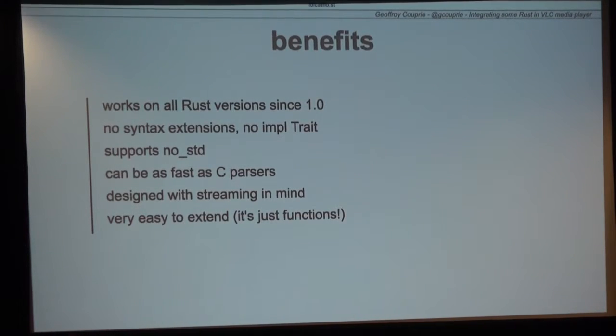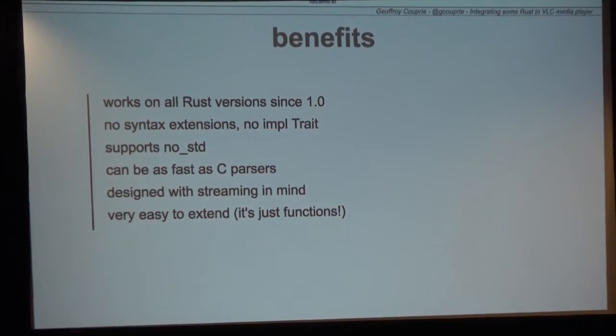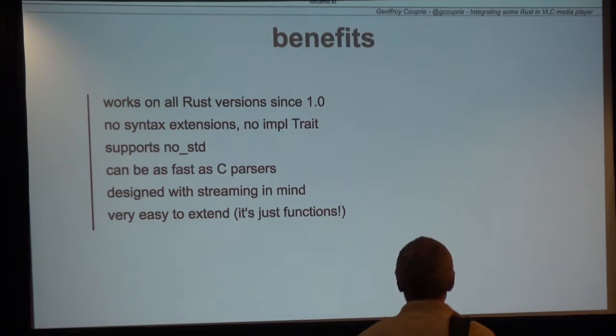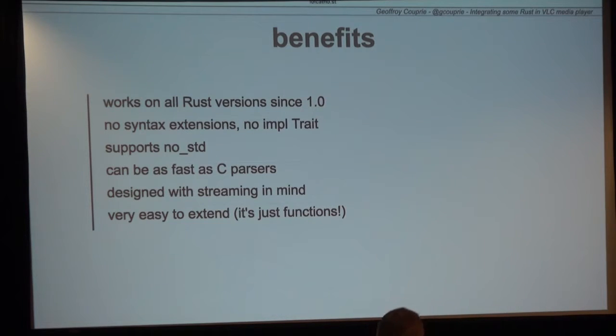It works on all Rust versions. No syntax extension, no import trait. I would have really liked to have import trait when I started nom, but it was, I don't know, Rust 0.89. It was very, very old. There's no std needed. It can work on par with C parsers. If you want, you can micro-optimize your parser, and it will still be safe, and it can be as fast as C parsers. It's really, really interesting to do that. It works with streaming, and as I say, it's just functions. You can write your own, it's very easy.